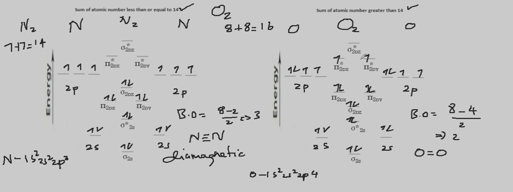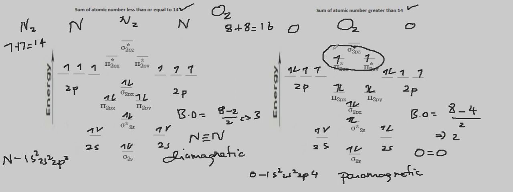Come on, figure out whether it is diamagnetic or paramagnetic. Good, it is paramagnetic. I hope you can cite the reason with ease. So you can see that there are unpaired electrons in the molecular orbital.